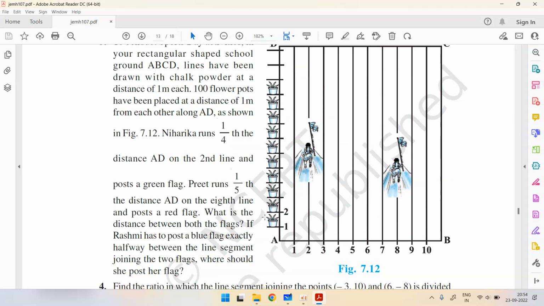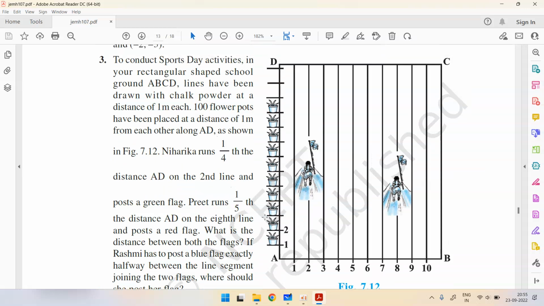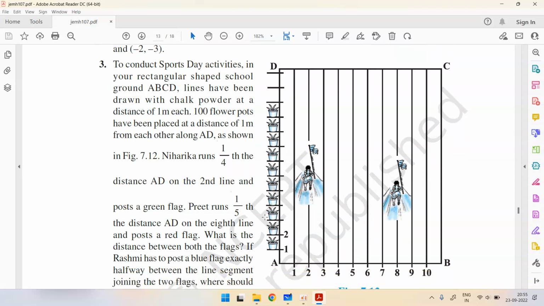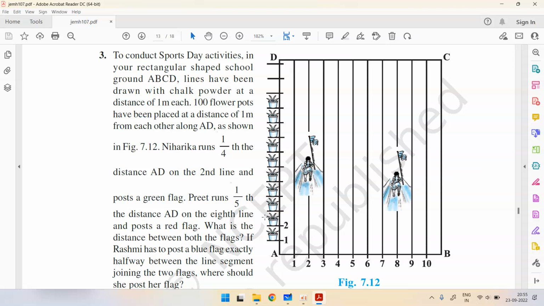What is the distance between both the flags? If Rashmi had to post a blue flag exactly halfway between the line segment joining the two flags, where should she post her flag? Lines are placed with chalk powder at a distance of 1 meter each. 100 flower pots have been taken at a distance of 1 meter.